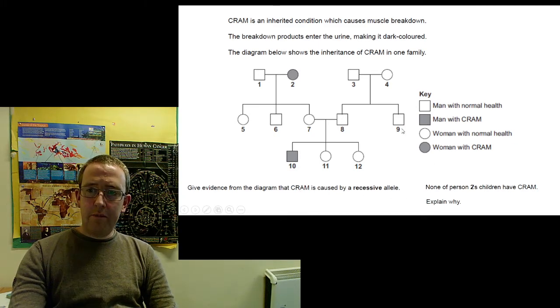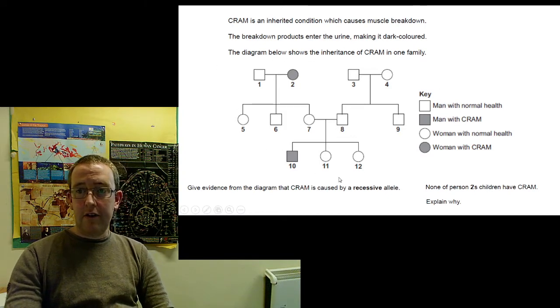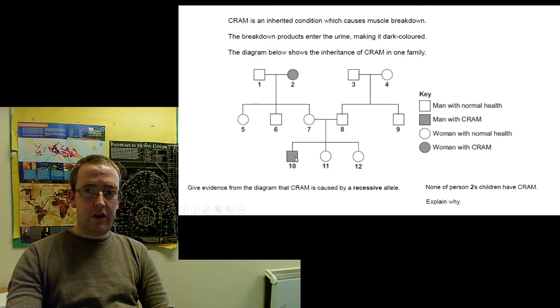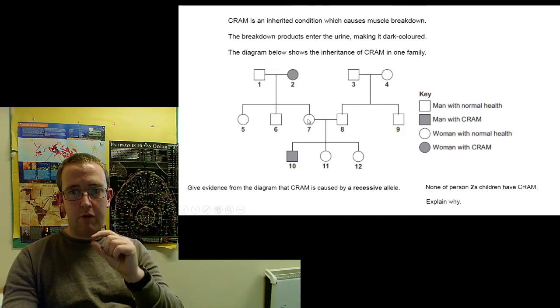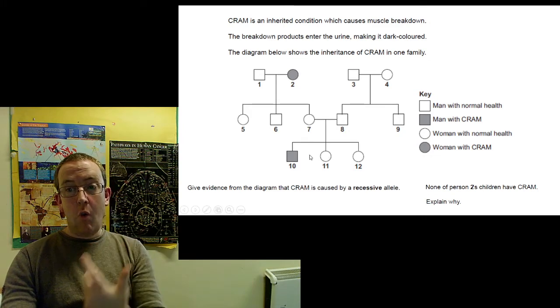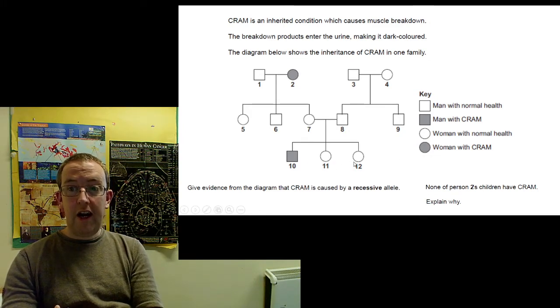Okay, well, if we have a look, the best bit of evidence that I can see here that couldn't be explained any other way is this. Look, 7 and 8, a man and a woman who don't have Cram, C-R-A-M, they themselves do not have Cram, have a child that does. Okay, so the only way that could work is if they were both heterozygous, if they both had one dominant and one recessive. This one here was the 1 in 4 probability chance of getting 2 recessive alleles.